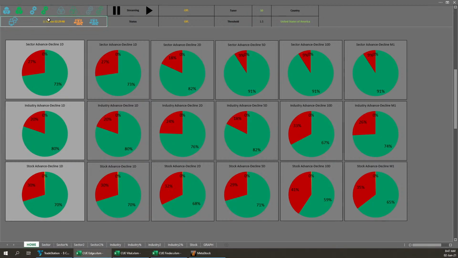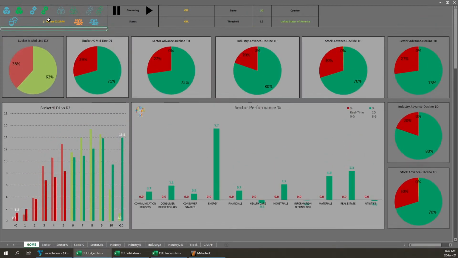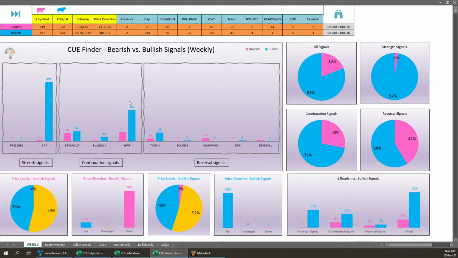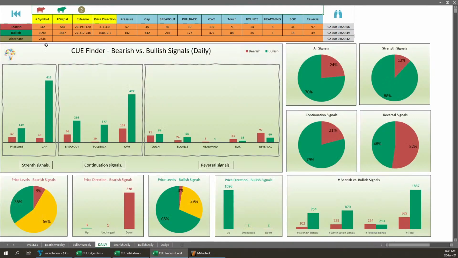Now this picture is bullish. Whether it is bucket analysis, other than this more than 10% jump in one day in the uppermost bucket, Q Edge is bullish. And let's look at QFinder. The weekly picture: all signals bullish, trend signals bullish, continuation bullish, reversal is also bullish. So everything in the weekly period has turned bullish.